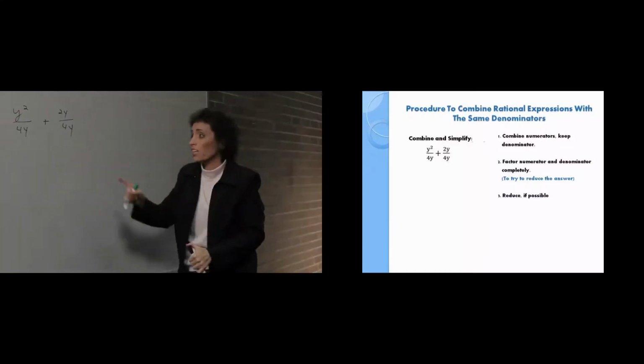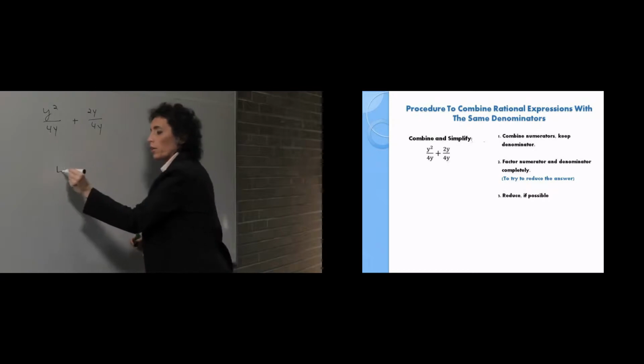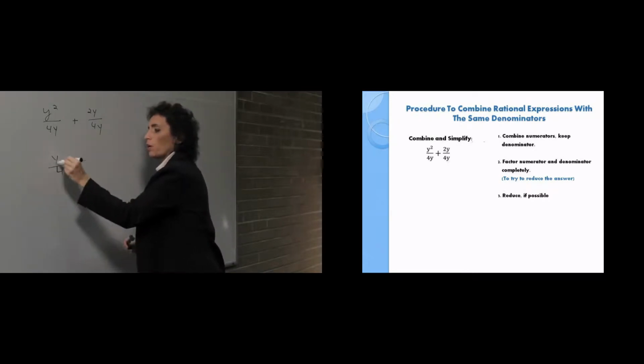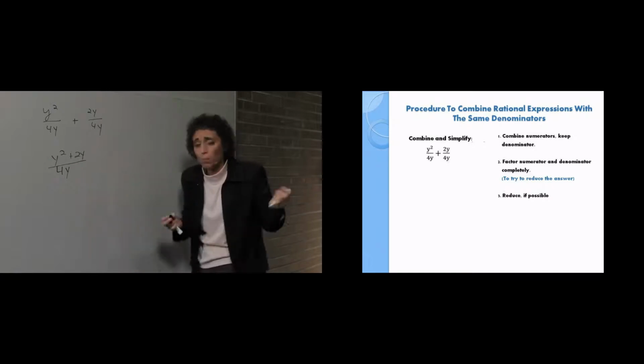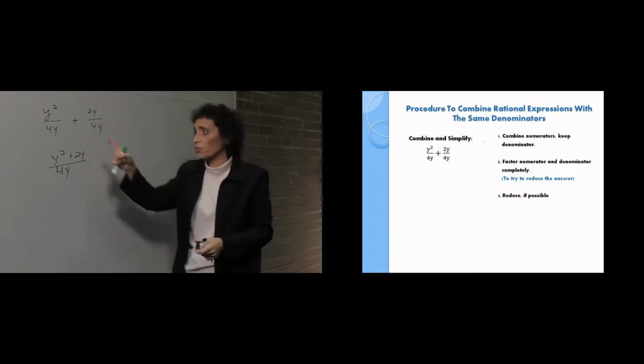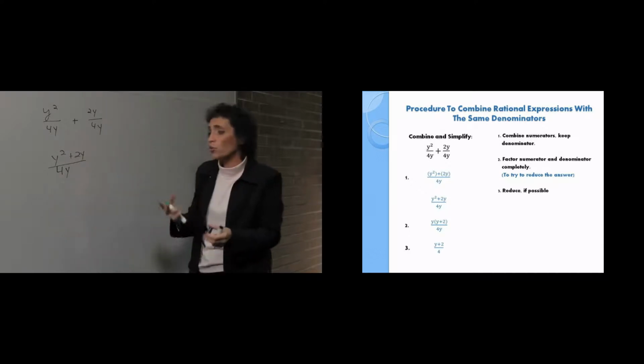Okay, let's take a look at this. Again, we luck out and they have the same denominator. So we know that we can do this. 4y is the denominator, and we get y squared plus 2y. We cannot combine y squared plus 2y, so that's the best we can do. So the first step is to combine the numerators and keep the denominator if you have the same denominator, and now you want to try to reduce it.